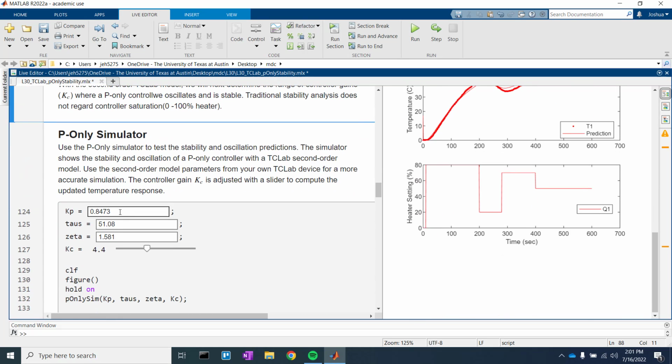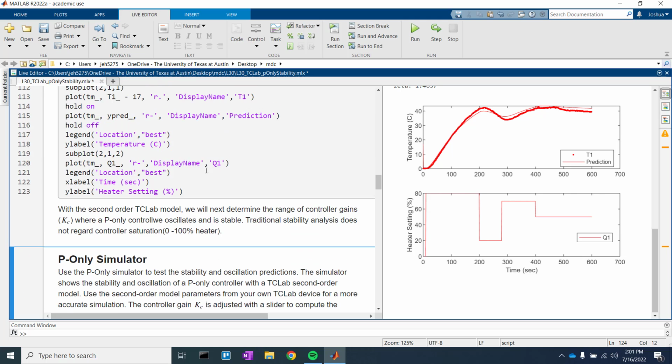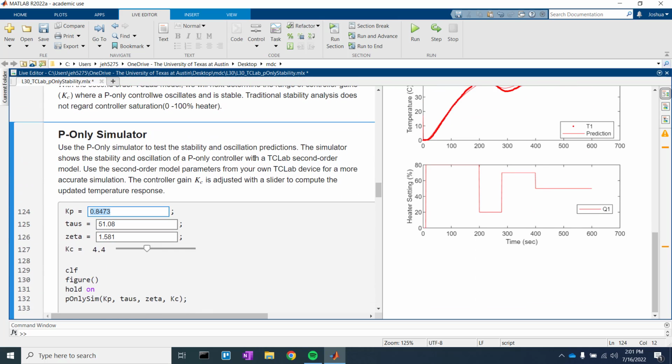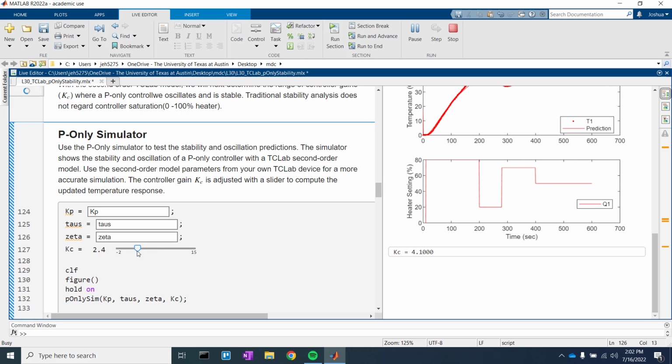Now we're going to go ahead and plug those in. One thing we could actually do, if we look right here, is we already have Kp, tau s, and zeta. So I'm just going to go ahead and say Kp is equal to Kp, tau s is equal to tau s, and zeta is equal to zeta, because they are. And then with that, we can play with our Kc, our controller gain, and see how that would affect our system.